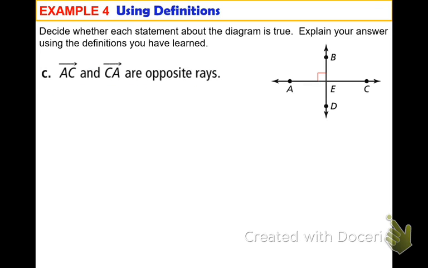Letter C. We have ray AC, and then we have ray CA, our opposite rays. Opposite rays have three things, okay? All the points are on the same line, so they're collinear. Is that true? Yes. They have the same endpoint. Is that true? They do not have the same endpoint, so that's what's false. So you're going to say false because they don't have the same endpoint.